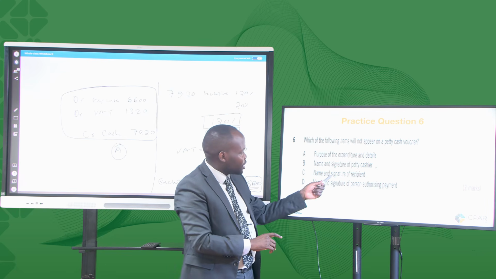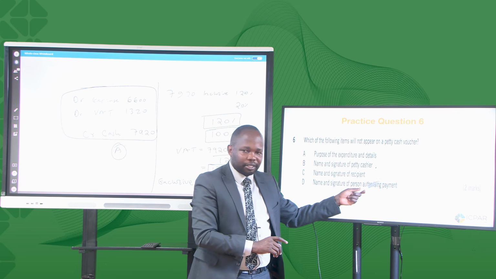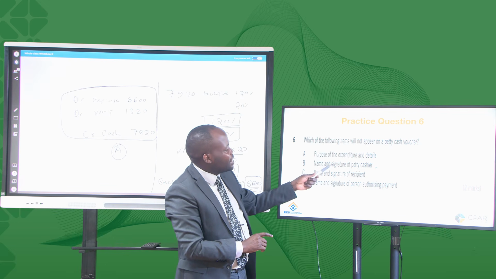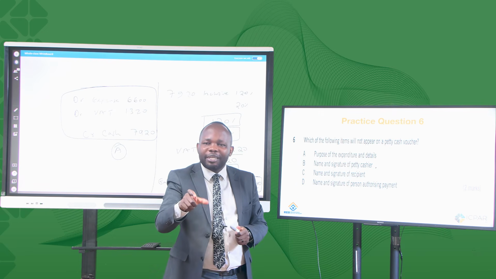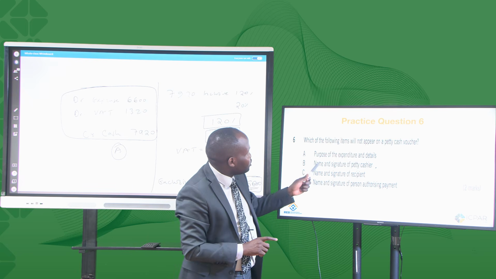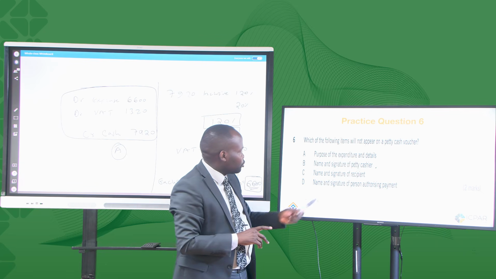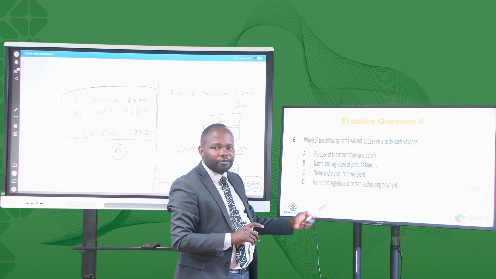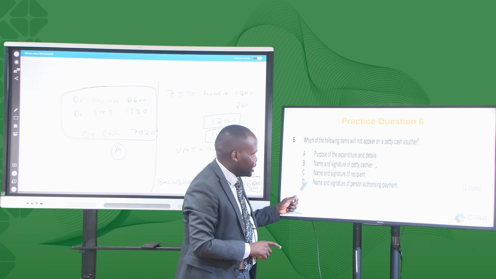Name and signature of the recipient must appear. Name and signature of the person authorizing payment must not appear. But name and signature of the petty cashier will appear if the petty cashier is the one giving out. Because in a petty cash voucher, the name of the issuer and the receiver must appear. But we should not know who authorized the transaction. So the correct answer is D.